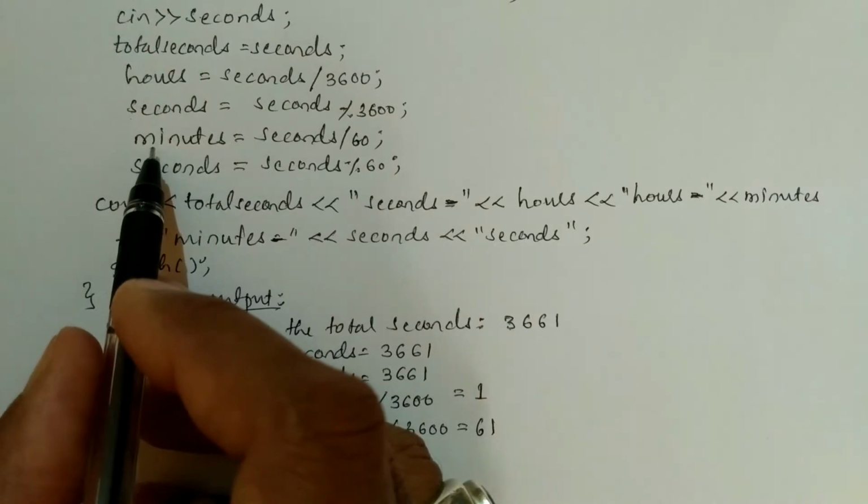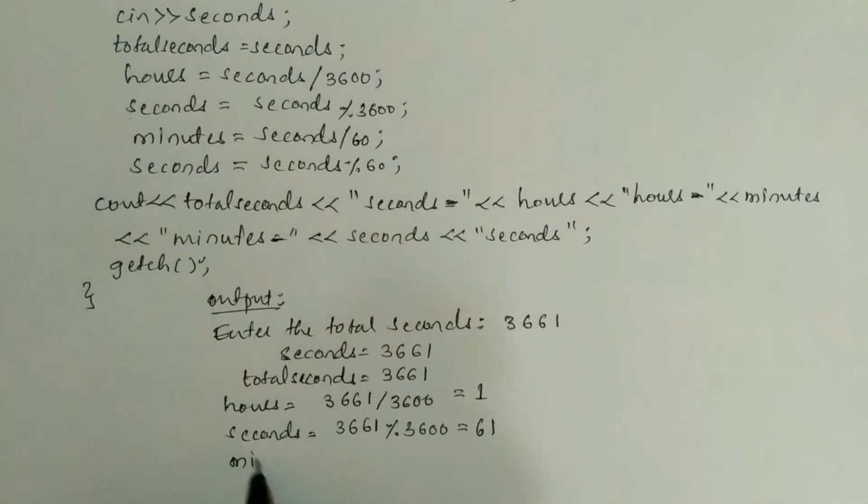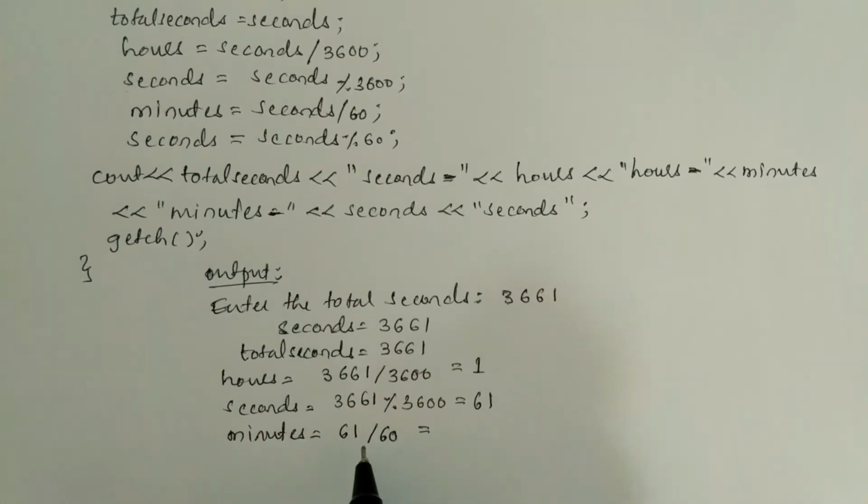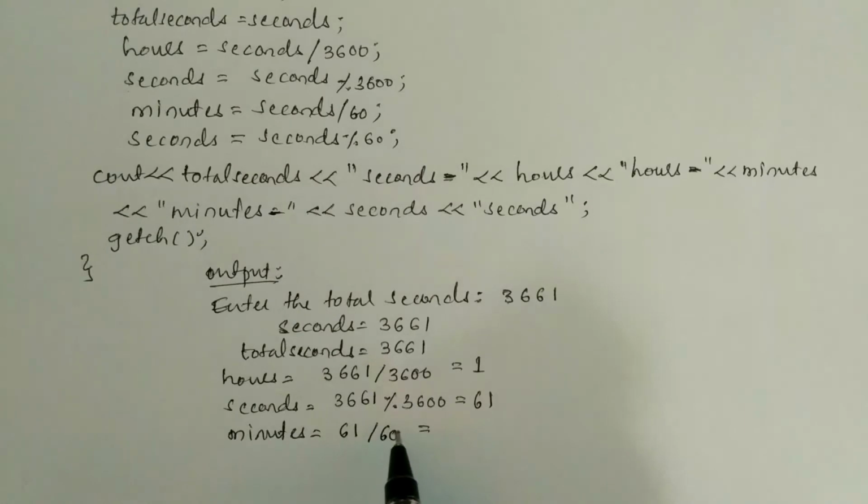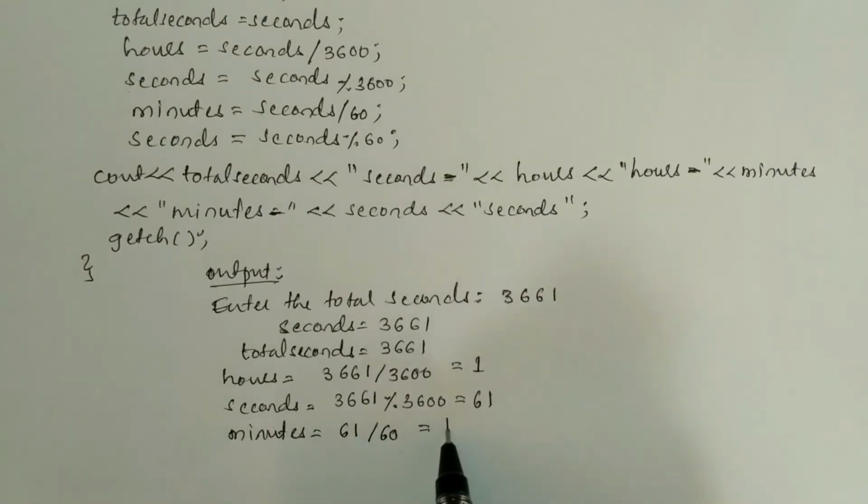Next we are going to calculate minutes. Here I'm going to write minutes is equal to seconds. Now the seconds value is changed from 3661 to 61. Now it is 61 integer division by 60. Whenever we use integer division, it always returns the quotient. 61s are 61, so 1 is stored in minutes.